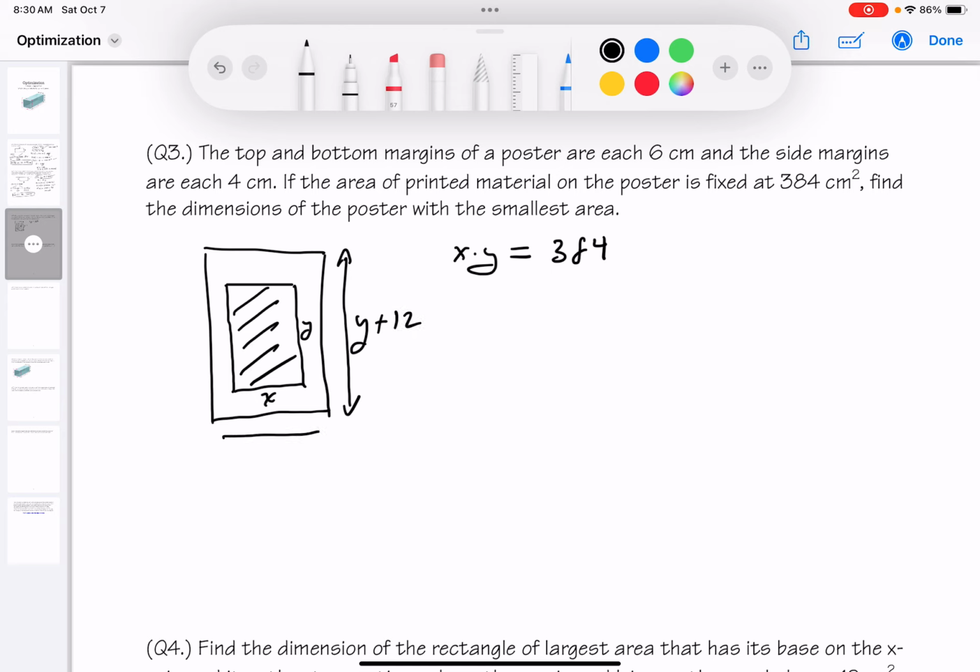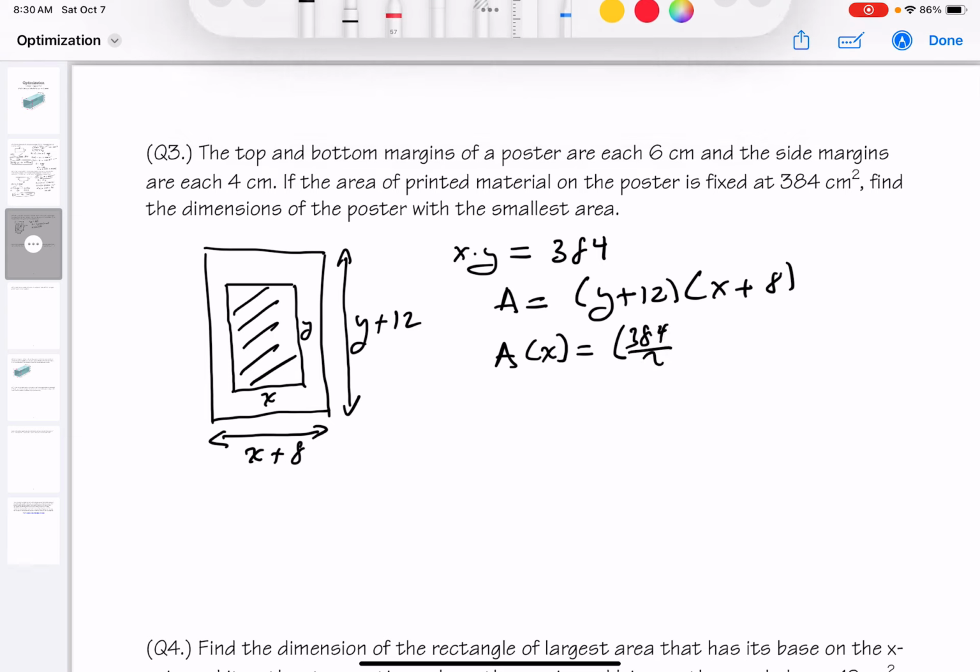And over here, these are the side borders. Well, it's going to be x plus something. The side borders are worth 4 each, so it's going to be 8. So the area over here of this poster is going to be y plus 12, and then x plus 8. Again, I want to write this down as a problem with one unknown. I'm going to write in terms of x's, and what's y going to be?